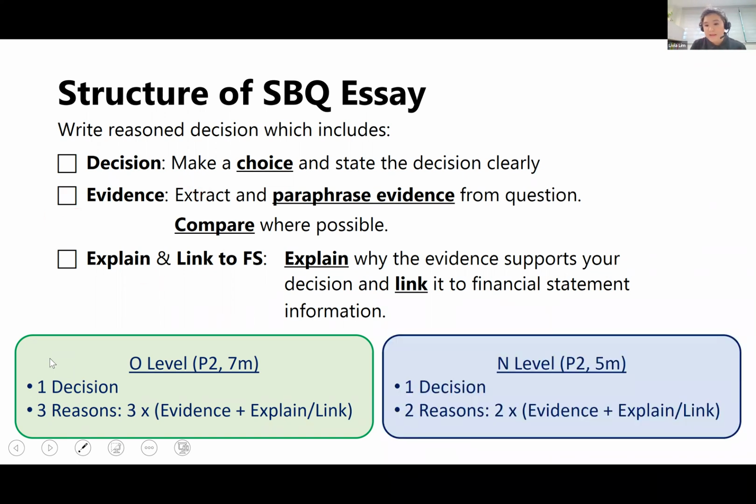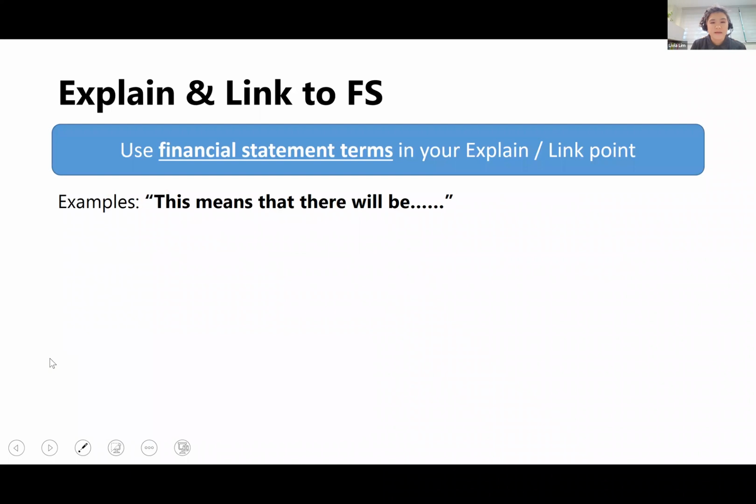For N-level, same thing, except the number of reasons are different. Only 2 reasons. So 2 evidence and link, explain and link to FS, and then another one, evidence and explain and link to FS. Okay, so what is this explain and link to FS?